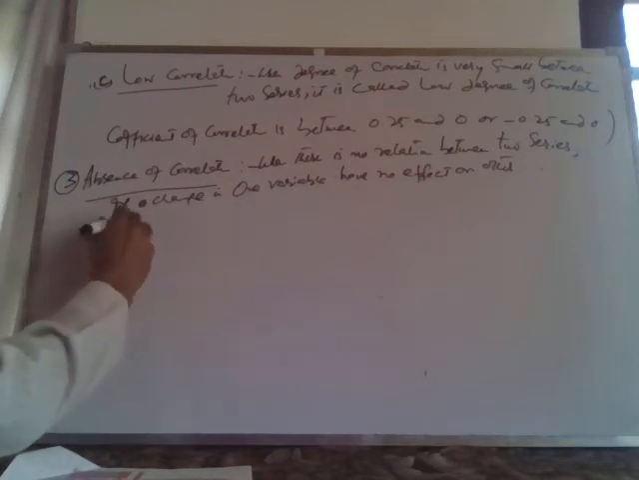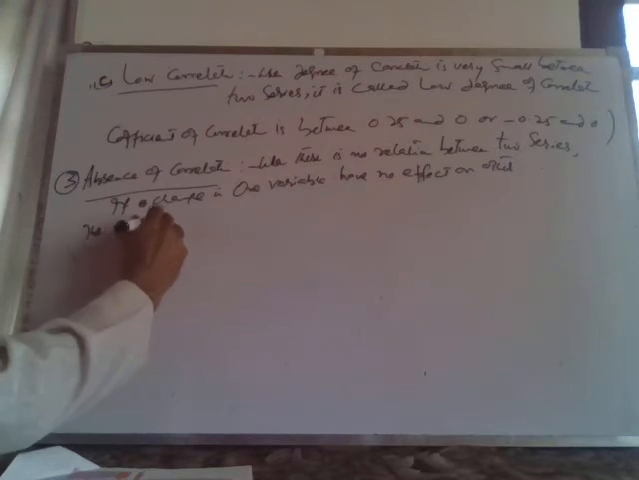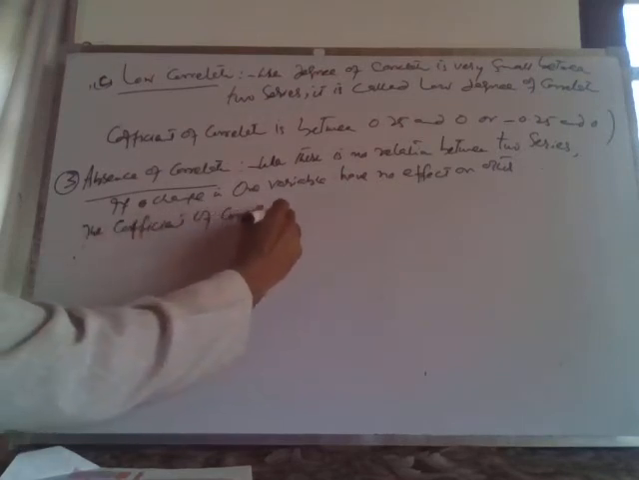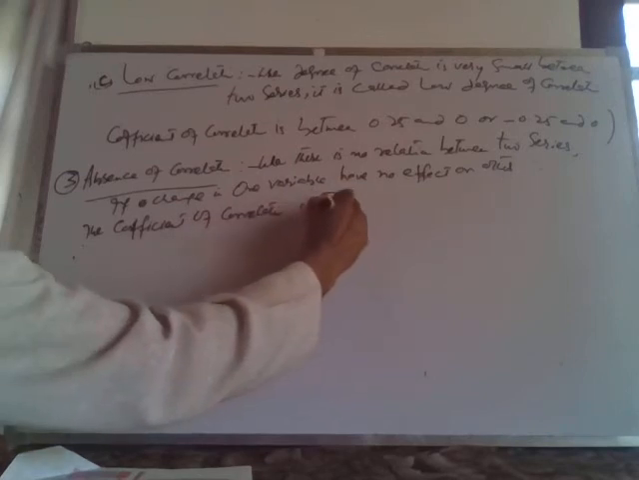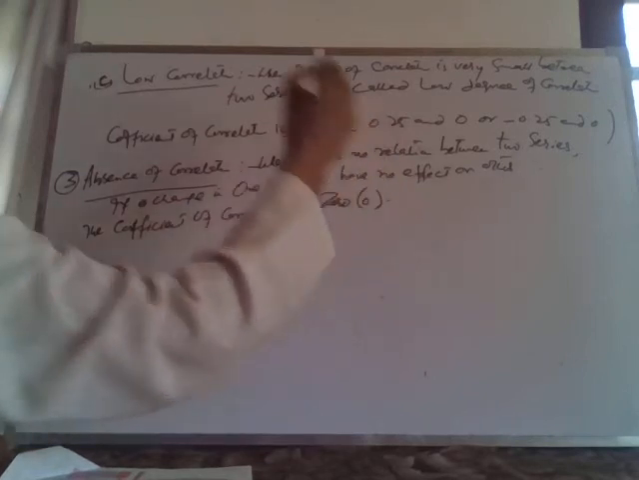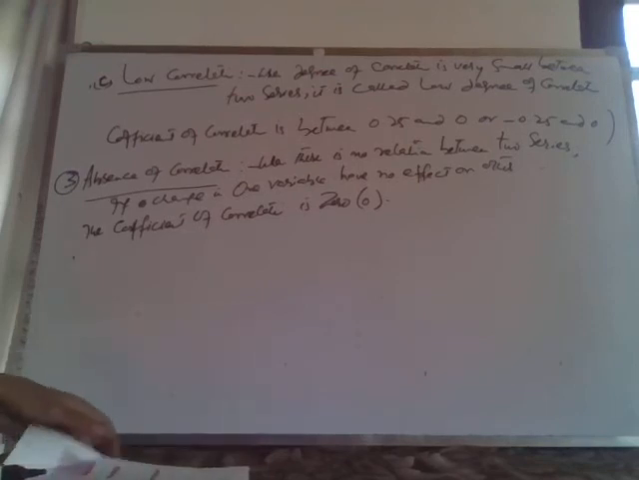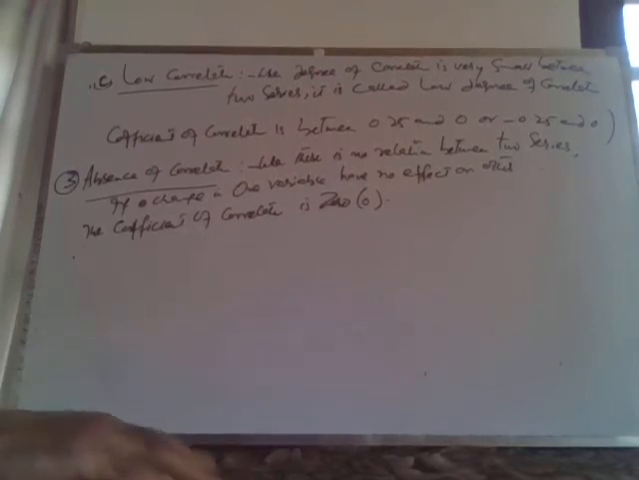The coefficient of correlation is zero है. जब कोफिशिएंट ऑफ कोरिलेशन जीरो है, वैल्यू ऑफ कोरिलेशन जीरो है, तो उस वक्त ये हम कहेंगे देयर इज नो कोरिलेशन बिटवीन द टू वेरिएबल्स और बिटवीन द टू सीरीज. तो दिस इज ऑल अबाउट द डिग्रीज ऑफ कोरिलेशन.